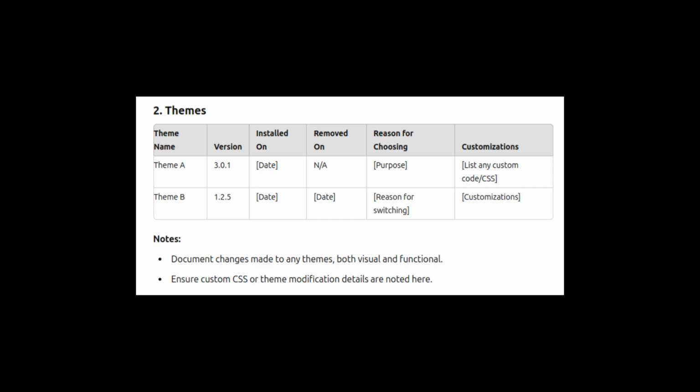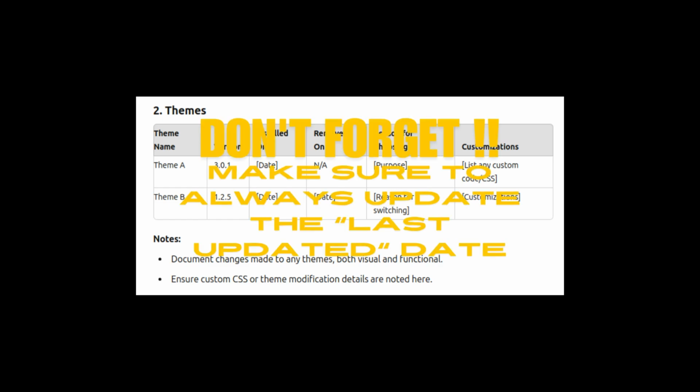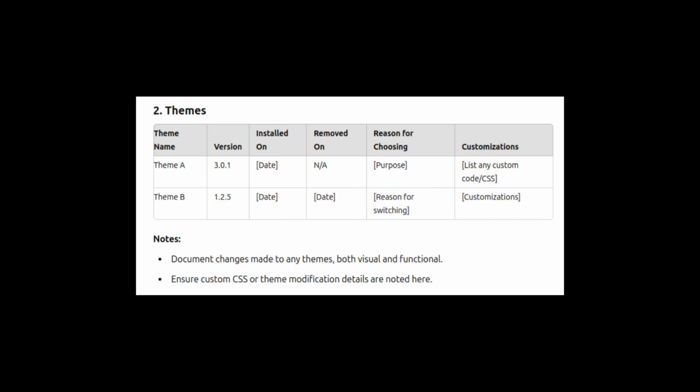Themes control the overall look and feel of your website, so documenting them is vital. The theme name and version fields allow you to track which theme was applied and when, and the reason for choosing explains the logic behind selecting it, such as design goals or functional requirements. Customizations and the last updated column track any alterations you made, ensuring that when you switch themes or update them, you know exactly which custom CSS or code changes may need to be reapplied.